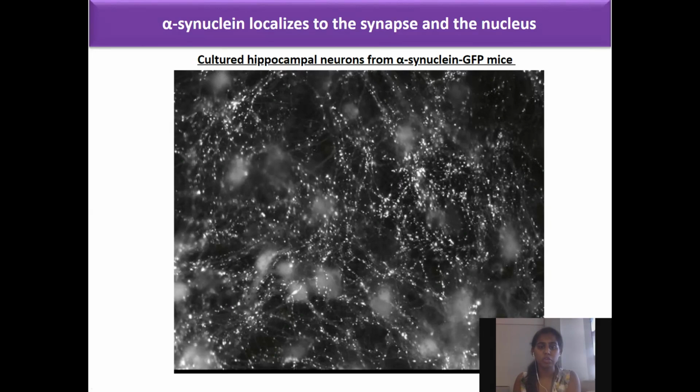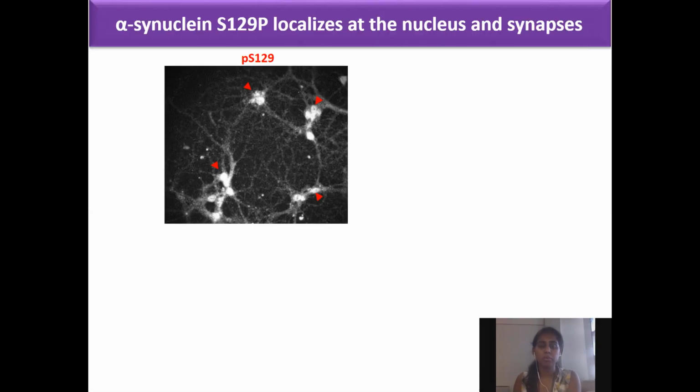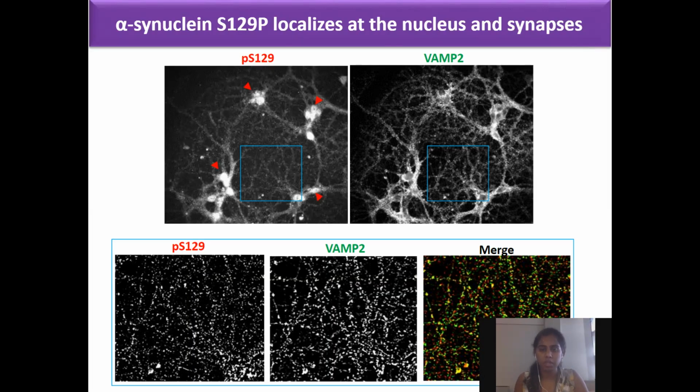Next, we looked at phosphosynuclein localization by probing with an antibody specifically detecting the 129 site, and we see that it localizes in the nucleus and also as puncta. To confirm that this punctate structure is actually presynaptic terminals, we did co-staining with VAMP2, another presynaptic marker, and the zoomed image shown at the bottom shows very good co-localization between phosphosynuclein and VAMP2, showing that phosphorylated S129 alpha-synuclein localizes at the synapse.